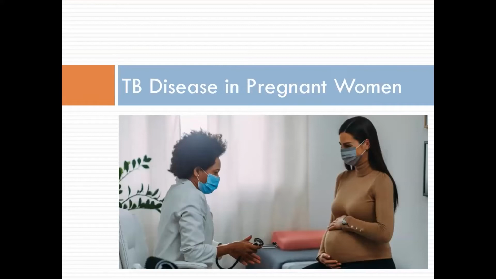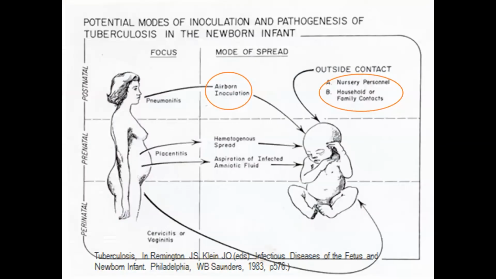Okay, disclaimer here. I'm going to spend a few slides talking about pregnant women. I am a pediatrician, so I don't treat pregnant women, but I do take care of their children. And this is an older illustration that I really like because it shows the different ways a newborn could get tuberculosis. By far and away, the most common is going to be after delivery through airborne inoculation, either from the mother or some other contagious person that's been around the child.